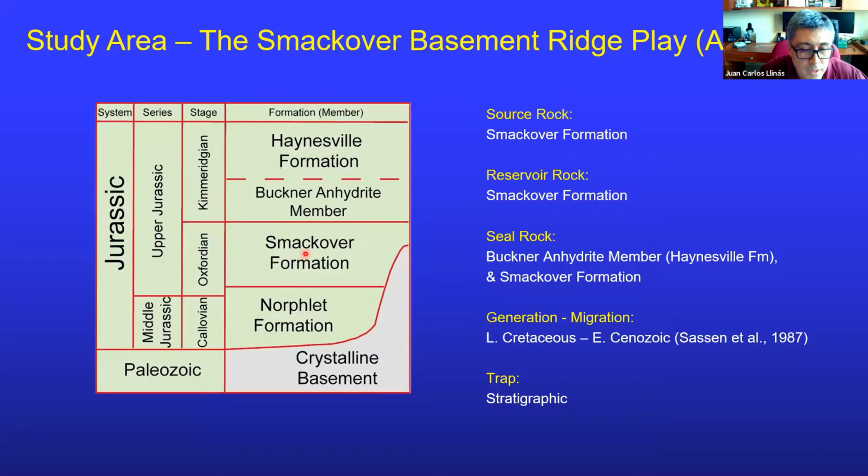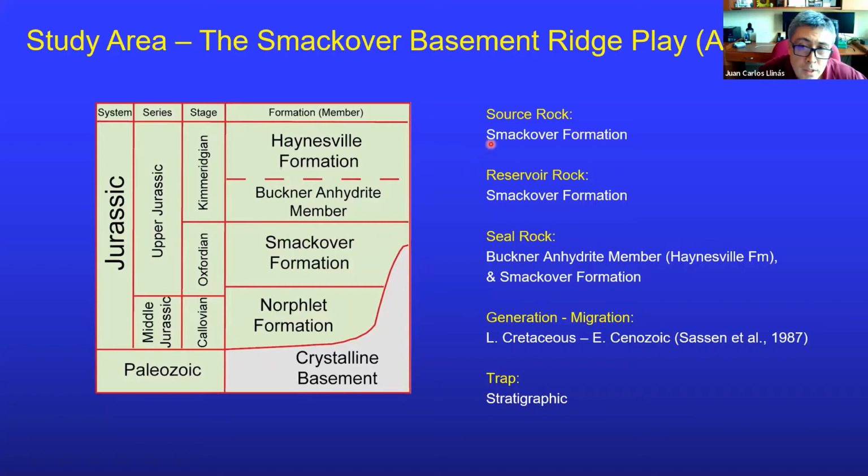And this graph shows the Jurassic stratigraphy. Basically what we have is a crystalline Paleozoic basement that makes a very irregular topography. Below we have the deposition of continental siliciclastics from the Norphlet Formation, and this unit is overlain by shallow marine deposits of the Smackover Formation that onlap and sometimes are able to cover completely the basement paleohighs. On top of this, we have the subaqueous evaporites of the Buckner anhydrite member of the Haynesville Formation.